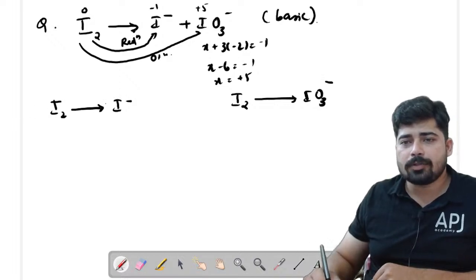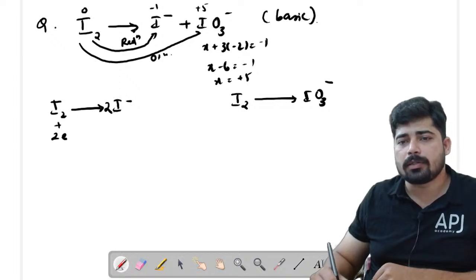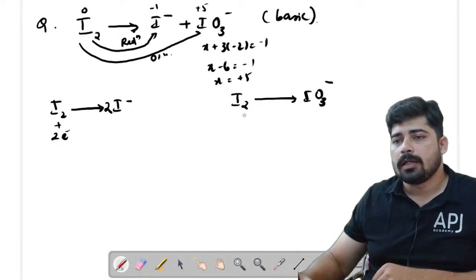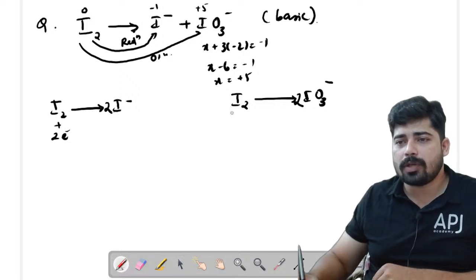First balance iodine, so I have to put 2 here. Now you have to balance only charge. Here there is 2 minus charge, so add 2 electrons here. That's all. Finish. Here I have to balance I, so I have to add 2 here. Here I have 6 water, so 6 oxygen, so I have to add 6 water here.